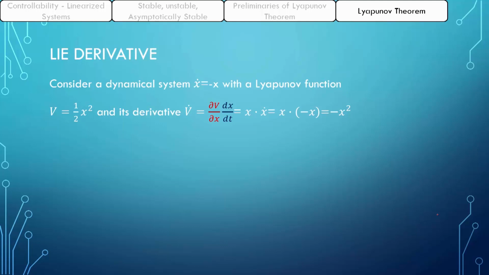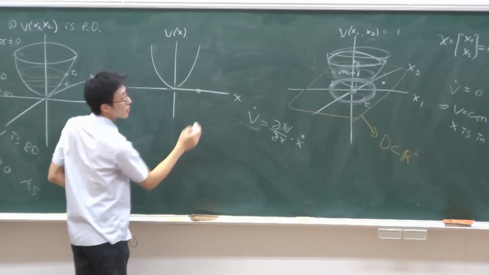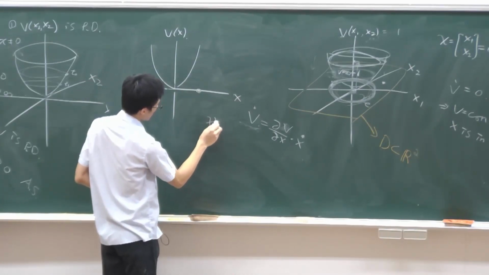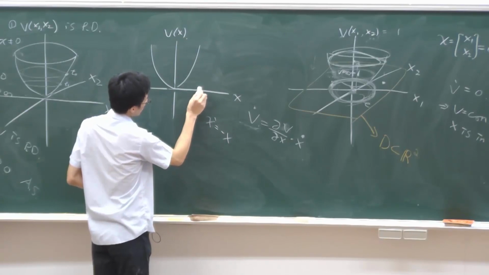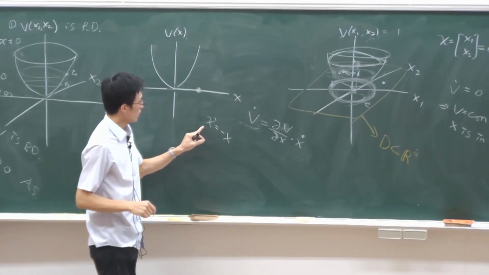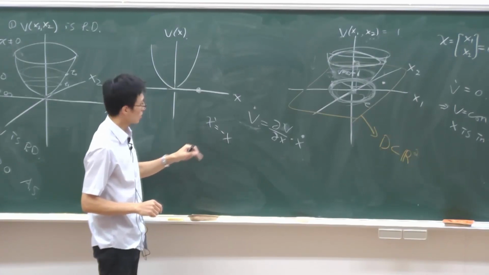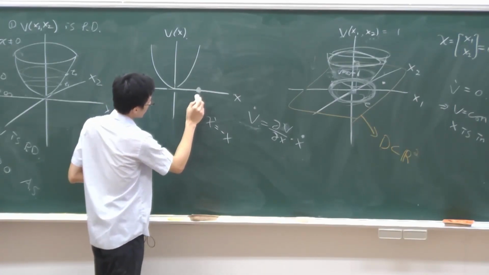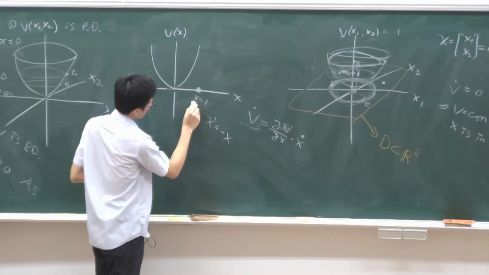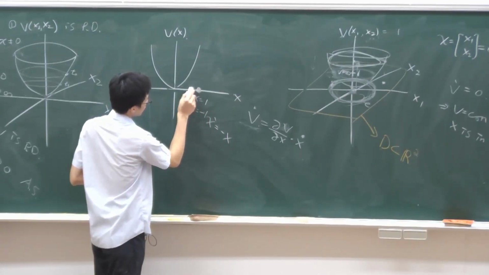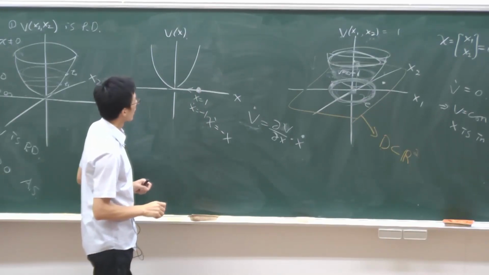What does that mean? Minus x squared means anywhere x is not 0, this is negative, and v has to decrease. And the dynamics is x dot equal minus x. Assuming you don't know the solution, but in fact you can solve this linear ODE. Evaluate at the point x equal to 1. We know x dot is minus 1, which means it's trying to go back to the origin.